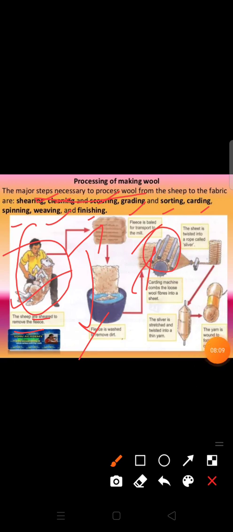Now after carding, the sheet is twisted into a rope which is also known as sliver. And this sliver is stretched and twisted into a thin yarn. So in this way we get a yarn from the fleece of the animals. And this yarn is wound to form balls of wool. So this is the ball of wool. In this process we get wool from the fleece of animals like sheep, goat, rabbit, yak or camel. So this is all about the processing of wool.